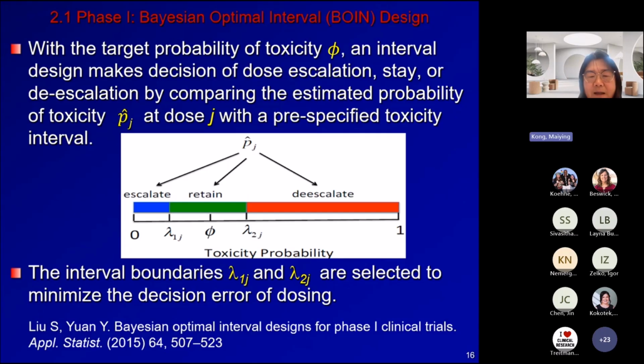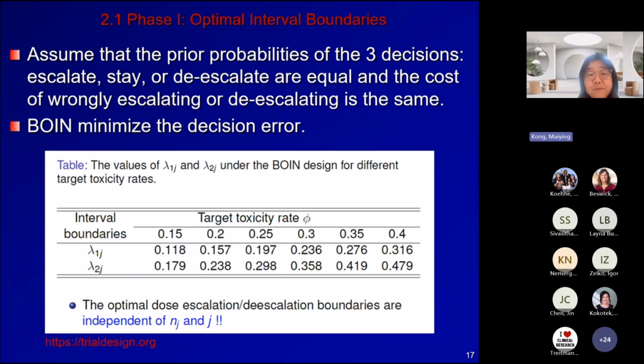If the patients assigned at the current dose have a toxicity level greater than lambda 2, it means too toxic, so we need to de-escalate. The next patient will be assigned to a lower dose level. And also, it does not limit to cohorts of 3 or 6.